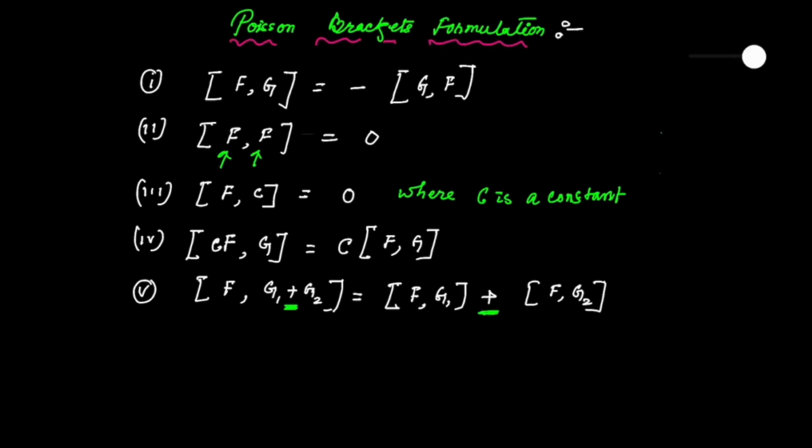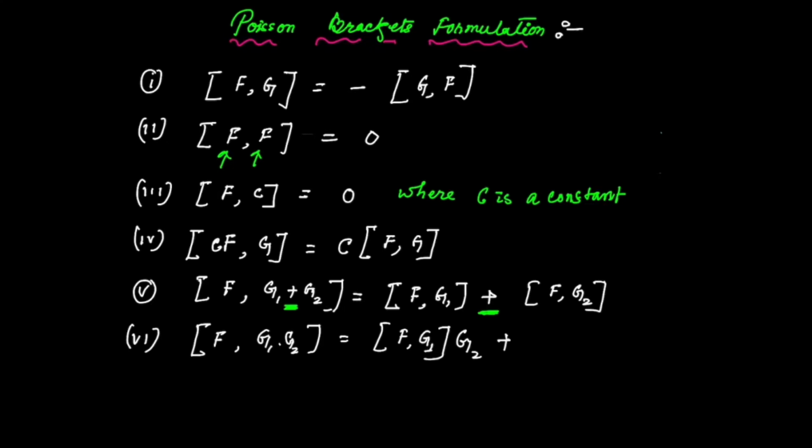Now remember one thing: if this sign is minus, then here we will get a minus sign. Remember that. Now number 6, our next relation: the Poisson bracket of function f and the product of two functions z1 and z2 is going to be equal to the Poisson bracket of f and z1 into z2, plus the Poisson bracket of f and z2 into z1.